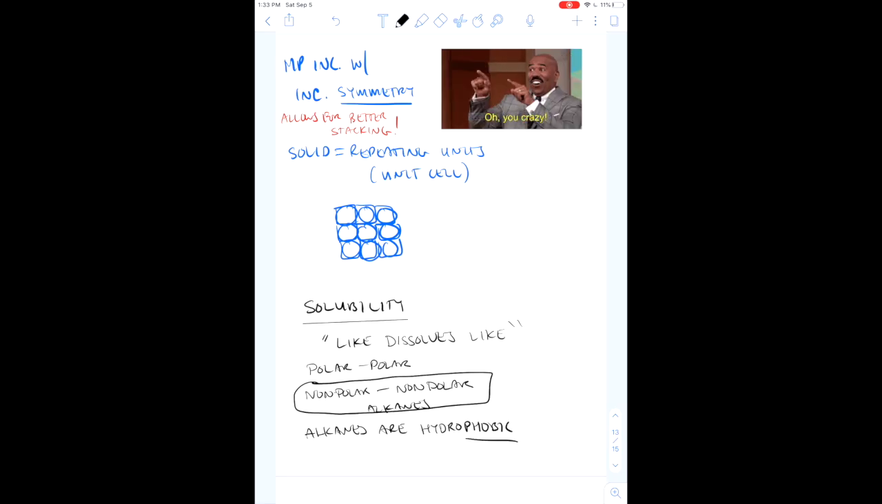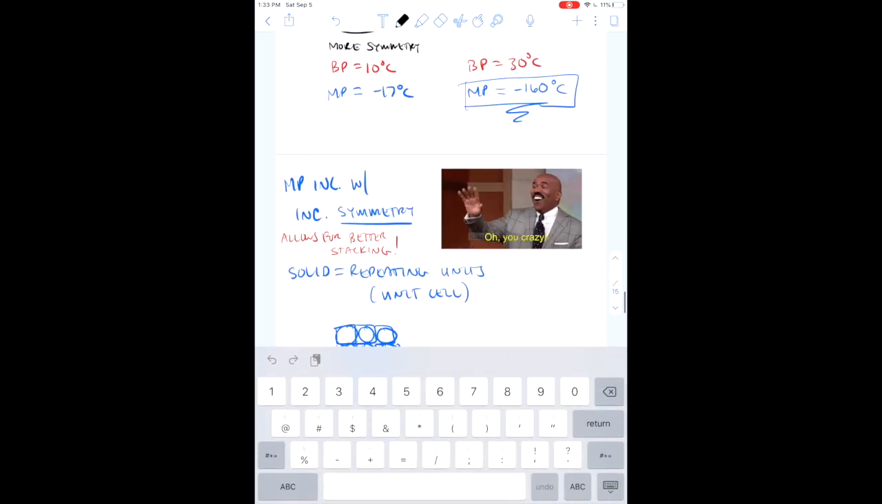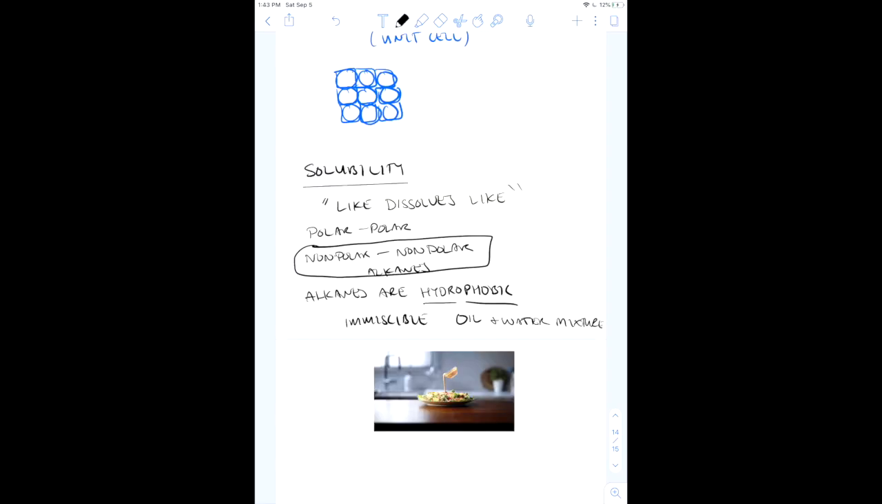Hydrophobic. So remember, phobic is basically like a phobia, and hydro is water, right? And so it's basically alkanes are afraid of water, and that's why we get an immiscible oil and water mixture. Okay, and so remember, immiscible means that the two substances don't mix together, and that's why we get two layers when you mix oil and water. Okay, it's kind of like salad dressing.